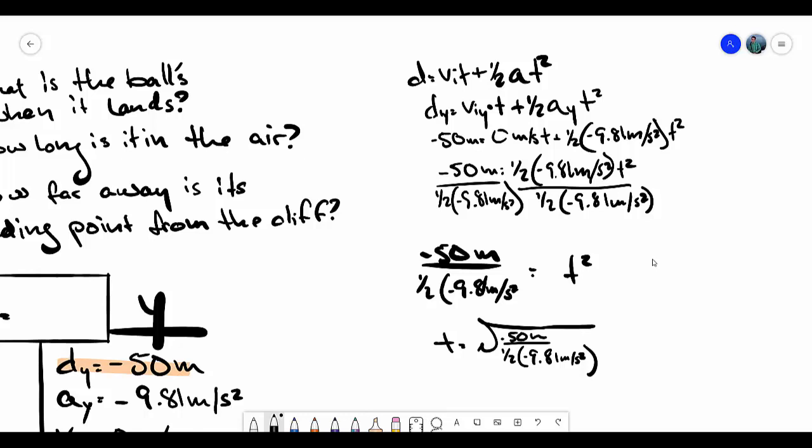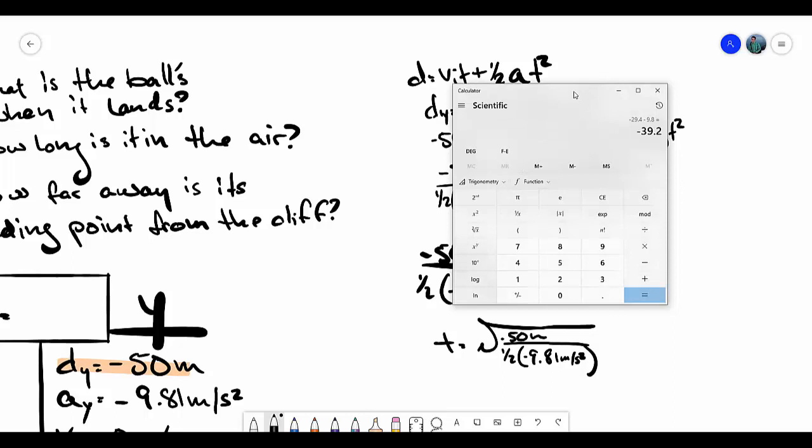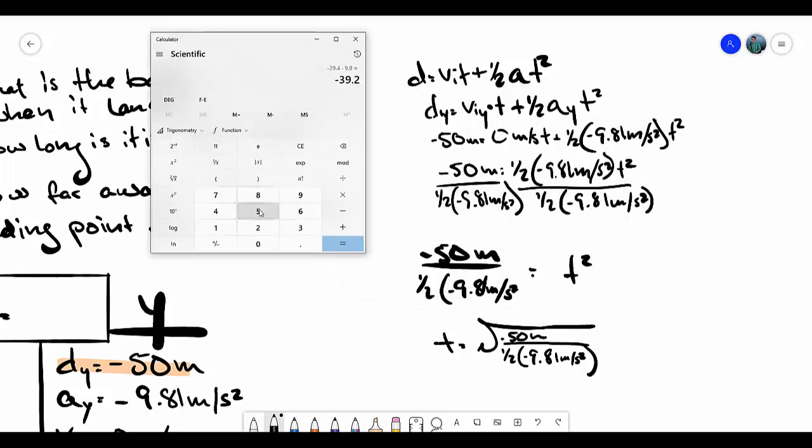So I'm working out everything and showing each step of my calculations, because I know sometimes that can be kind of confusing. And let's plug it in. So negative 50 divided by 1/2 of negative 9.81 is 4.905, negative.